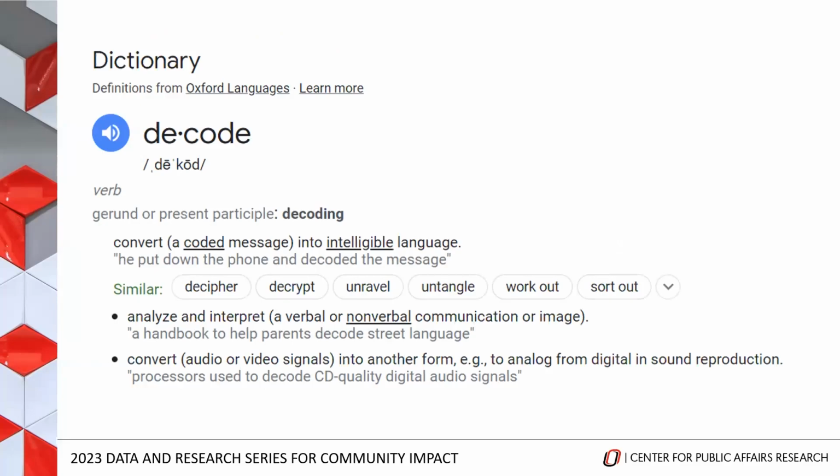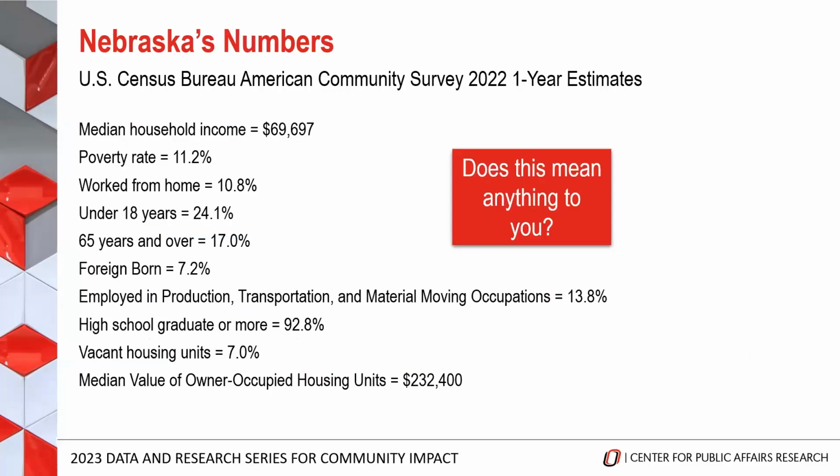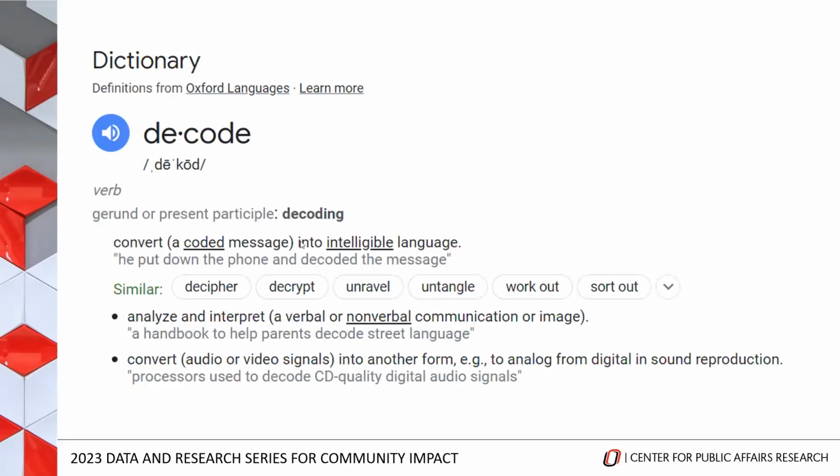I put that in the title of this presentation because I think it's an interesting way to think about data. So the official definition is to convert into intelligible language. And in this case, these numbers are what's not intelligible. They're numbers. We kind of know what they mean. You might make a little sense of them based on your experience with some of these numbers, but otherwise we really don't. What do they mean? They don't tell us anything. And so how do we go from numbers into intelligible language?